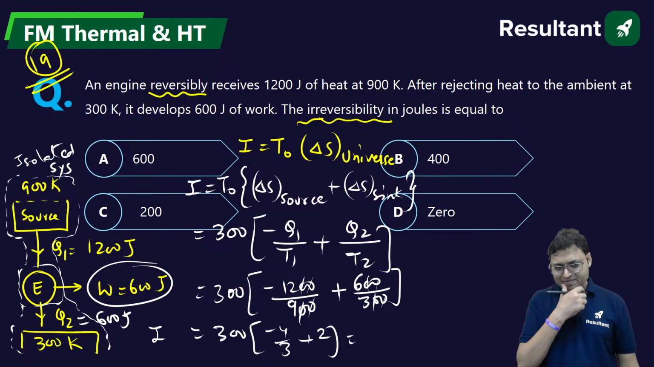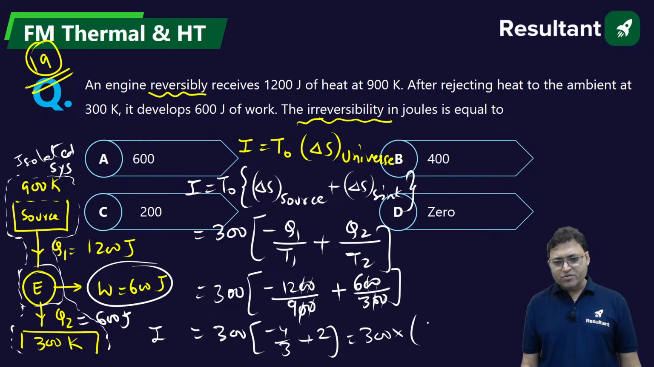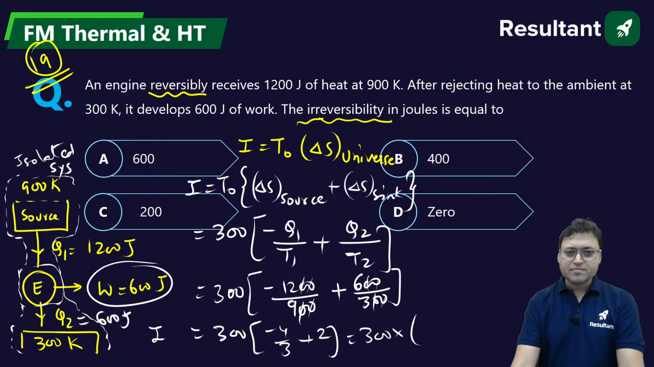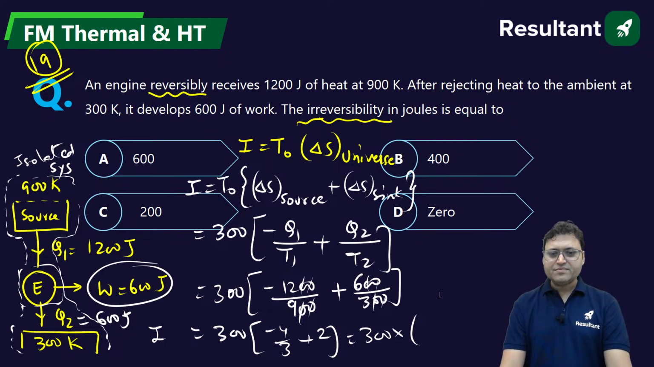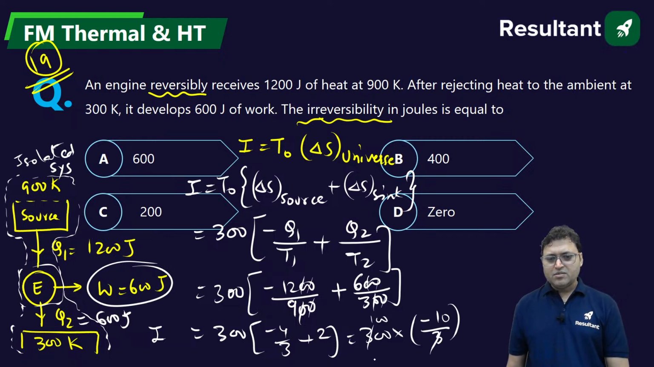What will be the answer? 300 into... can you solve it? Entropy of the universe will decrease. It will be negative, minus 10 by 3. Sorry, it will not be minus 10 by 3. It will be 6 minus 4, 2 by 3. Sorry, 2 by 3. Yes.